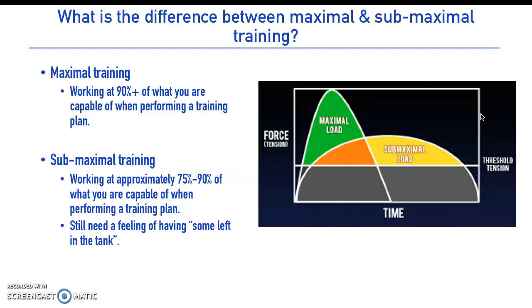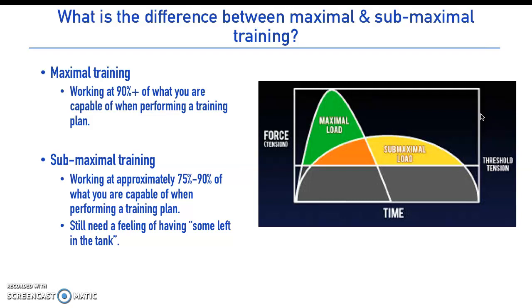And then if we're looking at sub-maximal training, we normally work at 75 to 90% of what we're capable of when performing our training plan or exercise. So we still have that feeling of, I've still got some energy, I've got some left in the tank to perform more exercises. Whereas with maximal training, if I performed 1 or 2 repetitions, I would have absolutely nothing left in the tank. That would be the end of it.